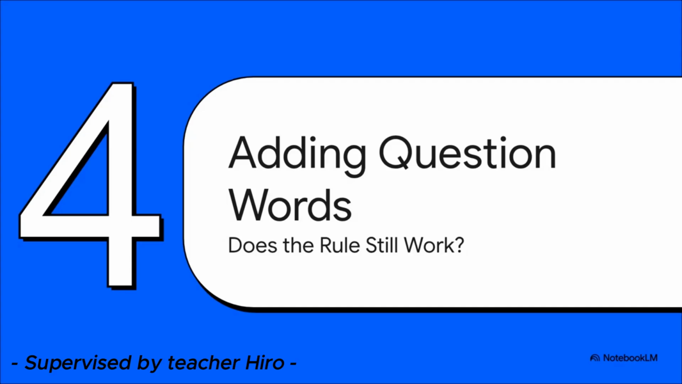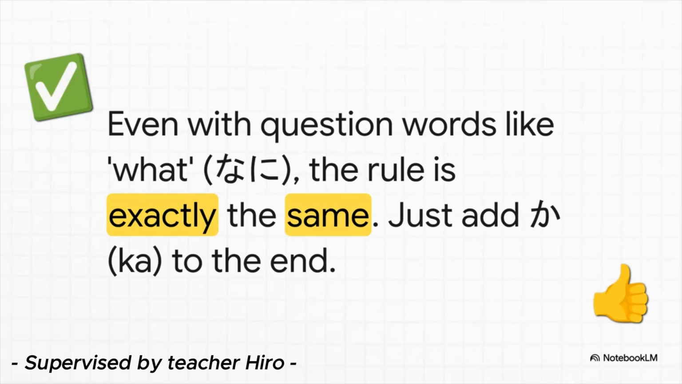Okay. I know what you're probably thinking. That was for a simple yes-no question. But surely it gets more complicated, right? I mean, what happens when we introduce question words like what, or when, or where? Does our super simple rule still hold up? The answer, amazingly, is yes. This is the beauty of this system. It doesn't matter what kind of information you're asking for. The fundamental rule does not change. You still just add ka at the end.